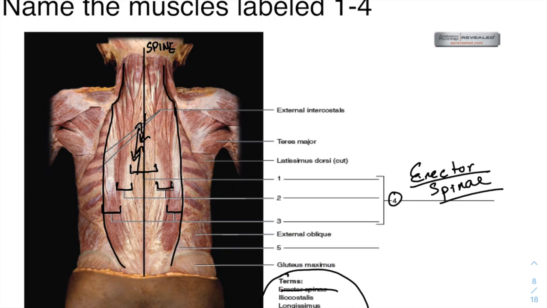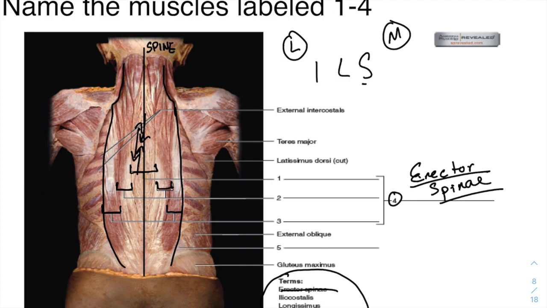There's a nice little mnemonic that I used to remember. It's called ILS. It's just like an acronym, and it helps me remember which muscle is most lateral to most medial. So this is the lateral part, and this is the medial. Sorry, it should be ILS. ILS.